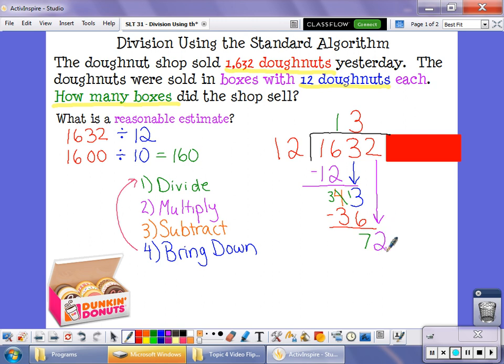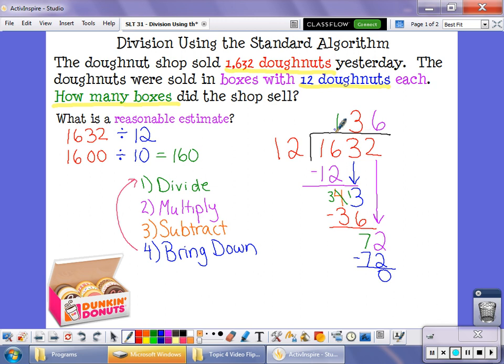And I need to now go back to the top up here and divide. How many times can 72 be divided by 12? Well, I know that 12 times 6 is 72, so it'll go in 6 times. My next step is to multiply. So 6 times 12 gives me 72. And then I subtract, and I get 0. And my next step is to bring down. But look, there's nothing else left to bring down. So this is my answer, 136.